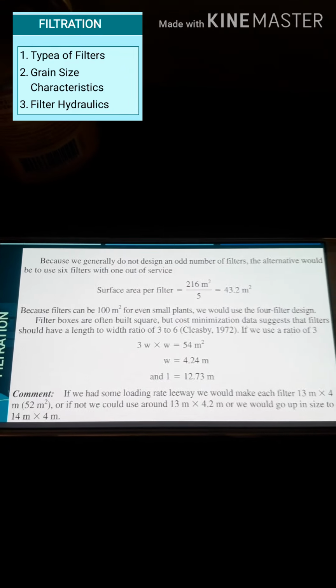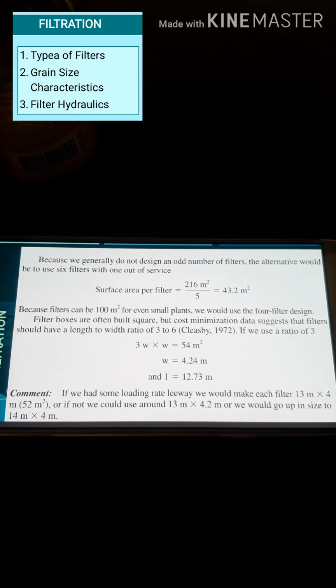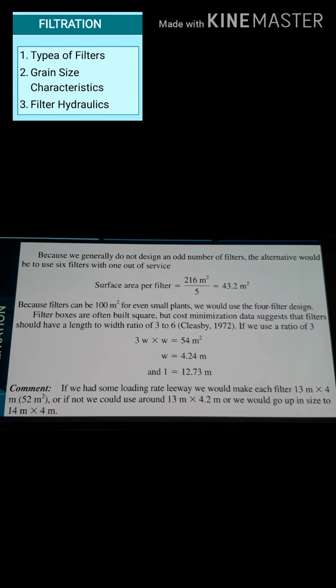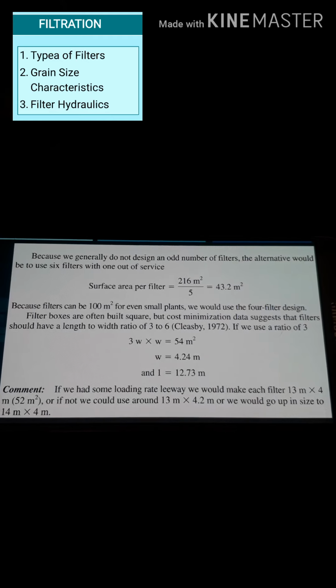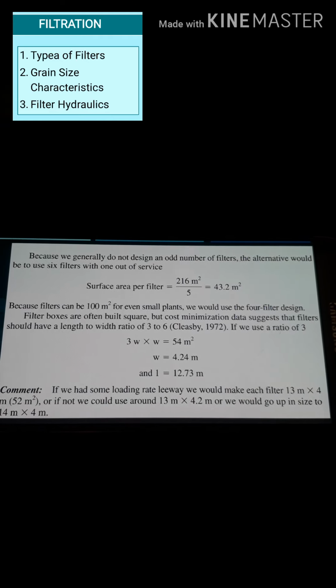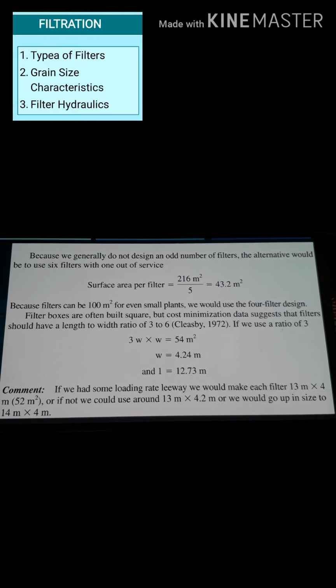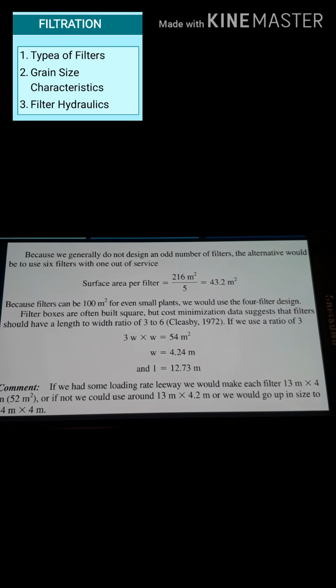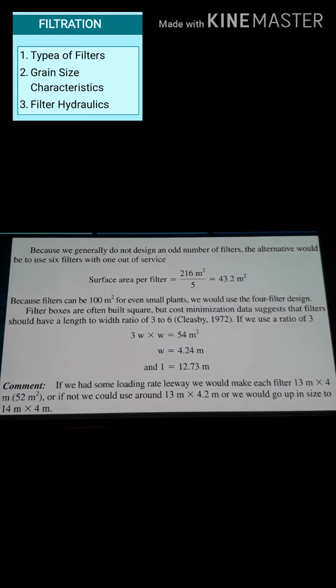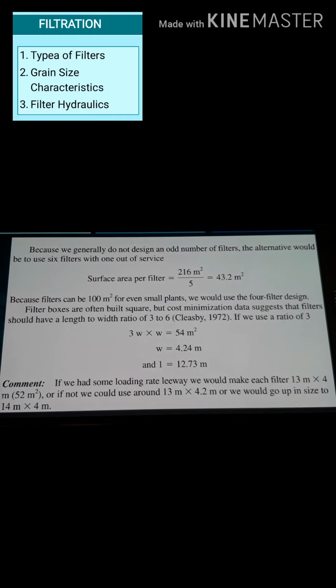Because we generally don't design an odd number of filters, the alternative would be to use 6 filters with 1 out of service. Surface area per filter is equal to 260 meters squared over 5, and that's equal to 43.2 meters squared. Because filters can be 100 meters squared for even small plants, we would use a 4 filter design.